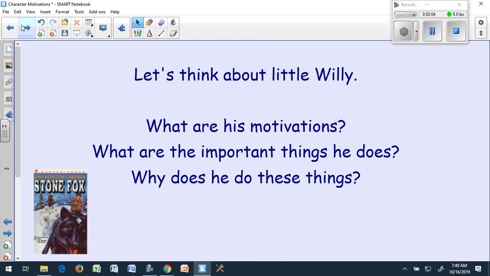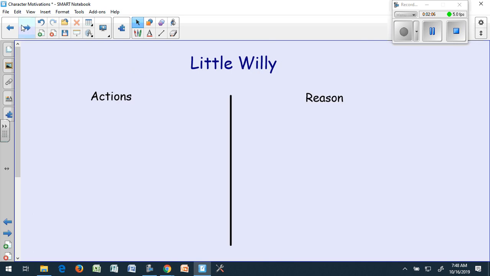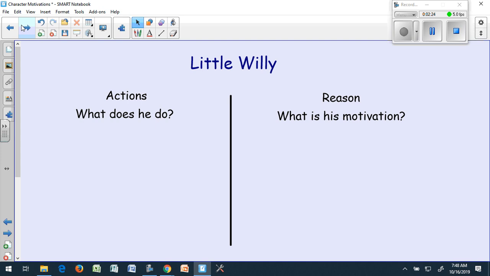So again, we're going to write something in our notebook. We're going to split the page in half. And on one side, we're going to write actions. And the other side, we're going to write reason. And we're going to think about, why does he do the things he does? So you can write that in your notebook. And I'm just going to add a little bit to mine to help us. But under actions, we're thinking about, what does he do? And under reason, it's what is his motivation? Or thinking, why does he do these things?